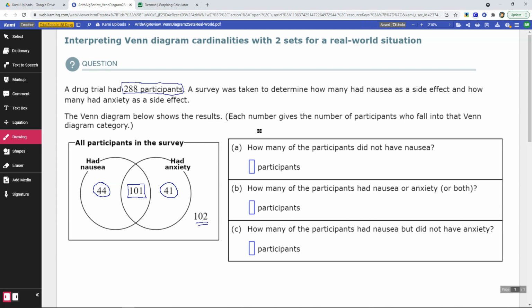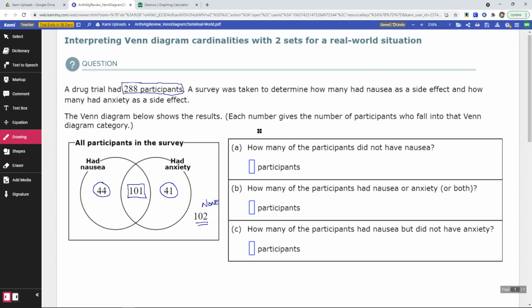So it's outside of the diagram. Outside means that they don't fall into either category. In other words, they had no side effects. Those that only had anxiety would only be in this circle. Those that only had nausea would only be in this circle. And where the circle overlaps indicates that they had both nausea and anxiety.